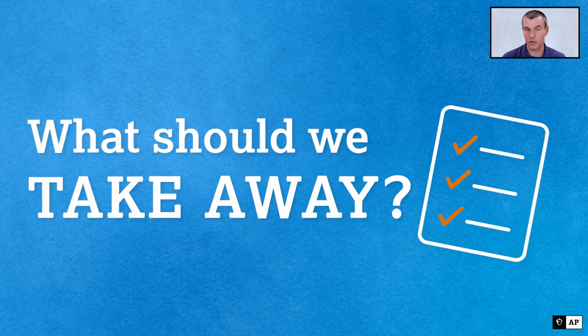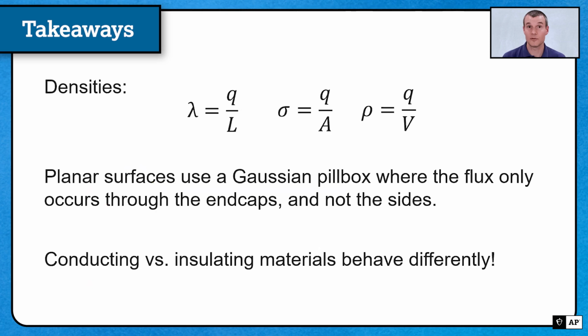So what should we take away? The main thing to take away is what these different density terms are referring to and how we use the Gaussian pillbox, where the flux only occurs through the end caps and not through the sides due to the fact that it's either parallel or perpendicular to those surfaces. Also, don't forget that conducting and insulating surfaces behave differently. So if the problem says it's an insulating this or a conducting this, you need to immediately jump to how it's going to be different to keep track of those issues.